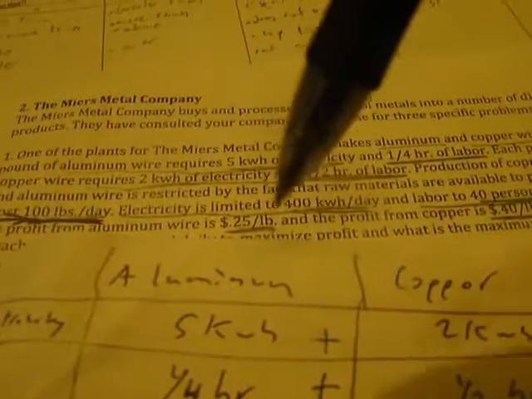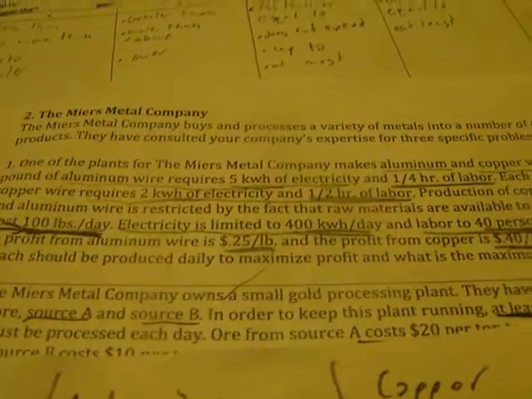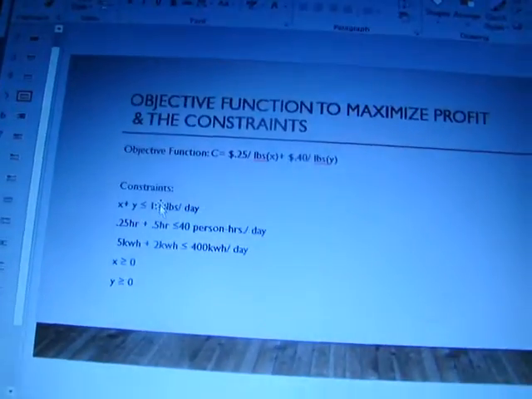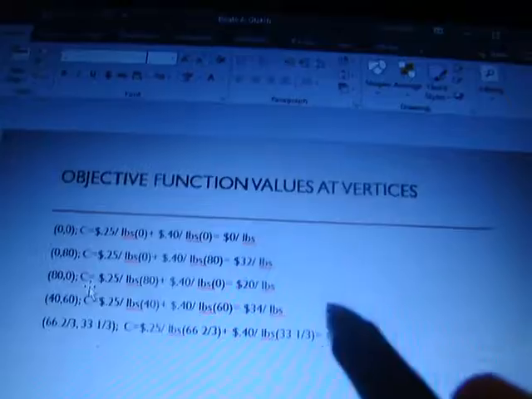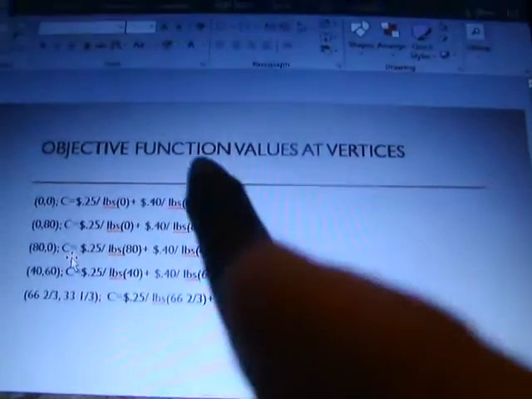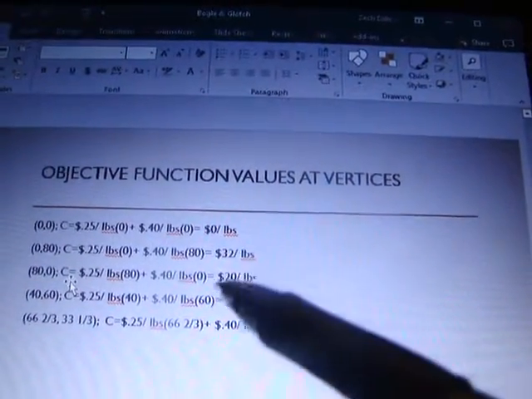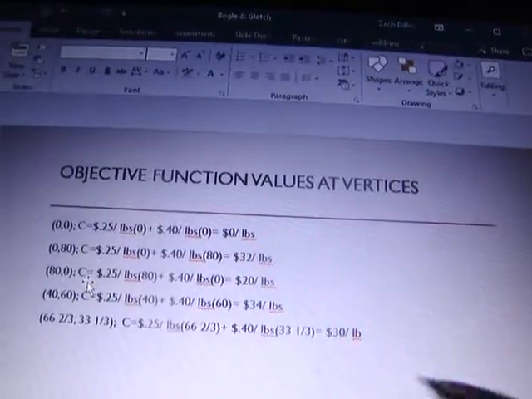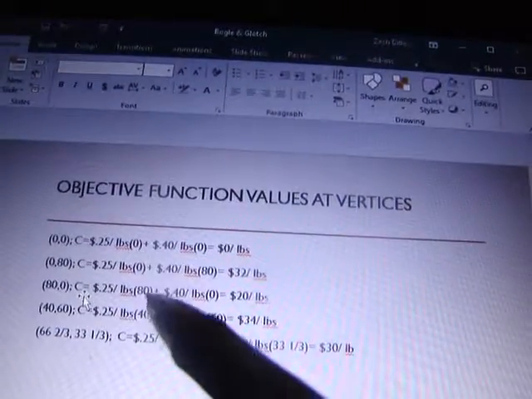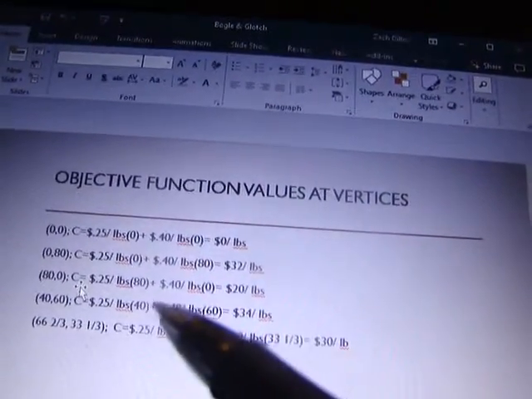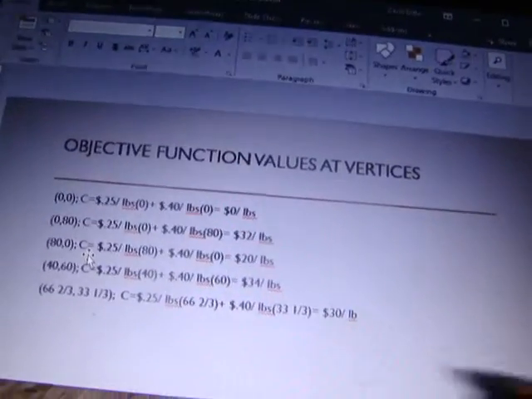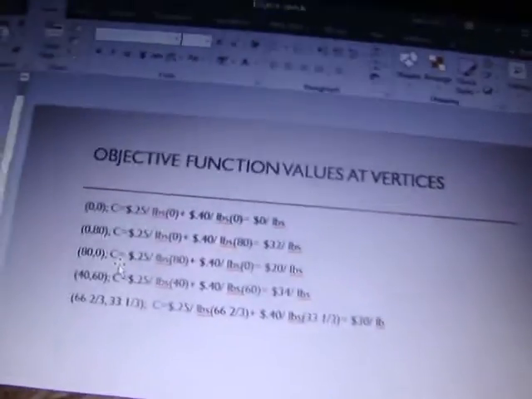So again, some questions were asked like, what is the smallest amount of profit we get? So the smallest one would be 0. We got $0, which was 0 pounds of copper and 0 pounds of aluminum, which makes sense. Basically, they didn't really do anything, which doesn't really matter in this equation, but you get the idea.